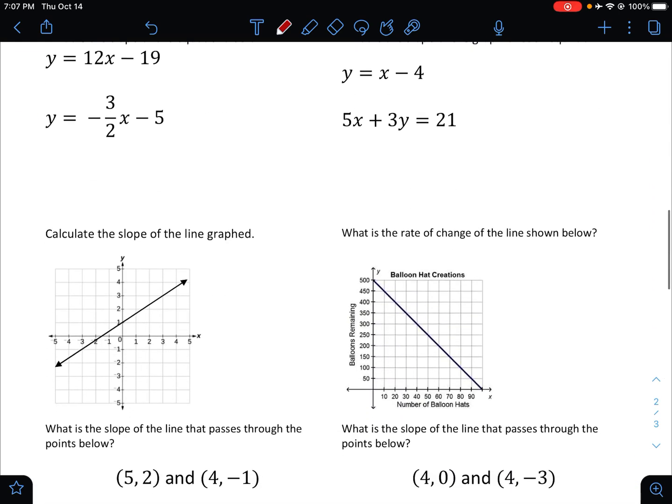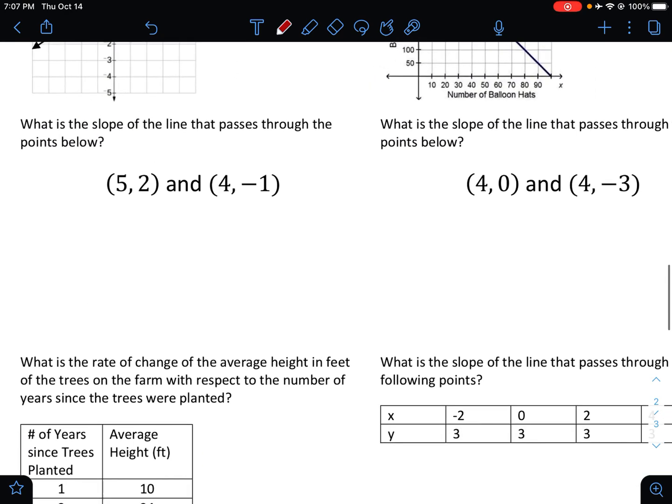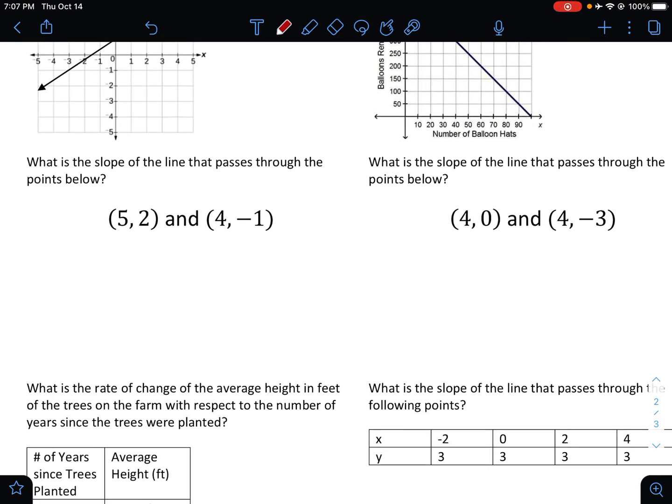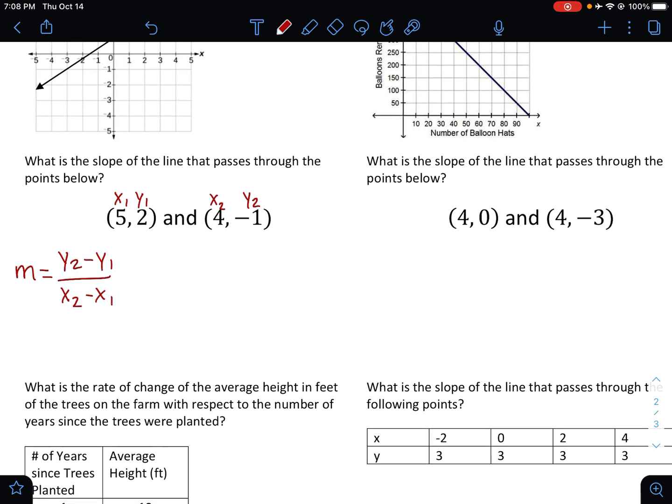So, going to some examples, we're going to start with ordered pairs. What is the slope of the line that passes through the points below? So we have 2 points. Let's go ahead and label them. X sub 1, y sub 1, x sub 2, y sub 2. From here, we're going to go ahead and rewrite our formula. M equals y sub 2 minus y sub 1 over x sub 2 minus x sub 1. And now we just plug in our values.